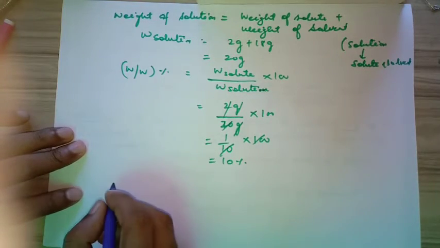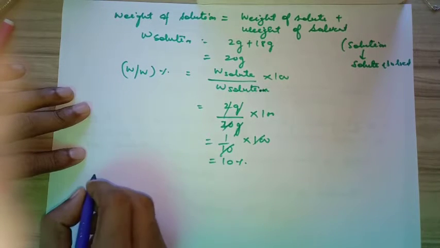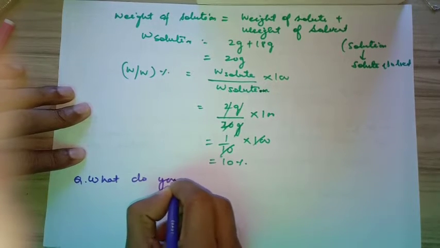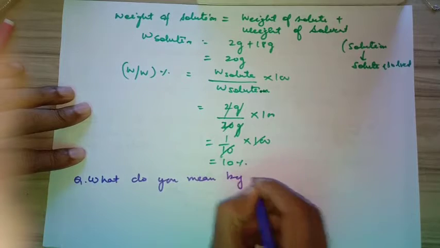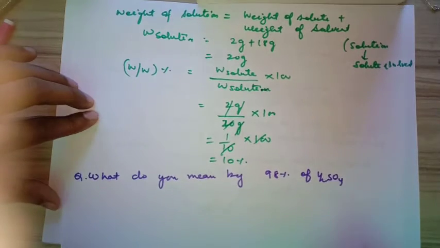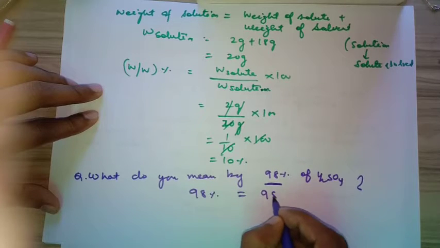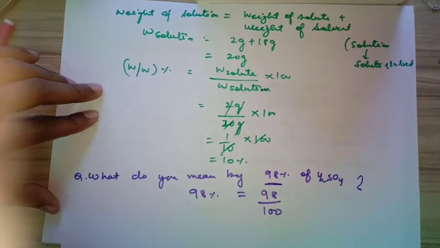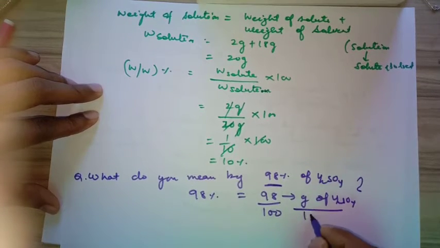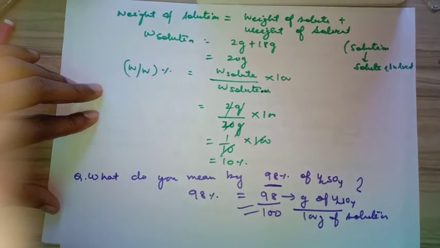There is something that is always asked in questions, that what do you mean by "98% of H2SO4"? So here 98% can be expressed as 98 by 100. So this is 98 gram of H2SO4 available in 100 gram of solution. So that's what it is expressed over here.